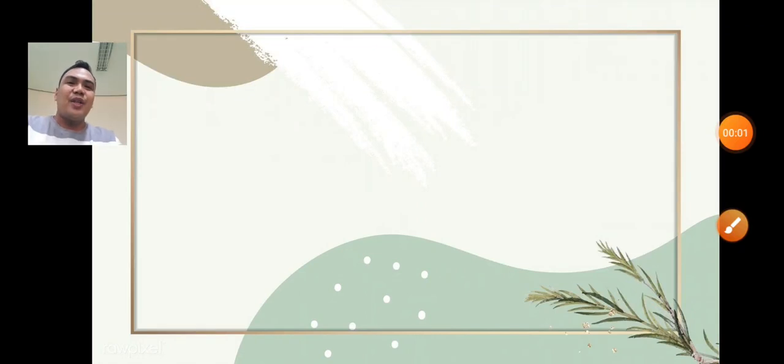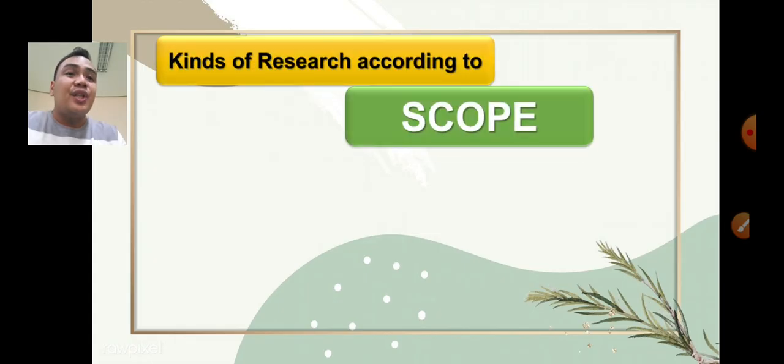So at this point, we acquired in-depth knowledge about the two basic approaches that can be utilized in the field of research. So it could be either inductive or deductive approaches, in which we can have holistic or analytical research. For now, we will proceed to the next category of our topic with regards to the kinds of research. So we have the next one, kinds of research according to scope.